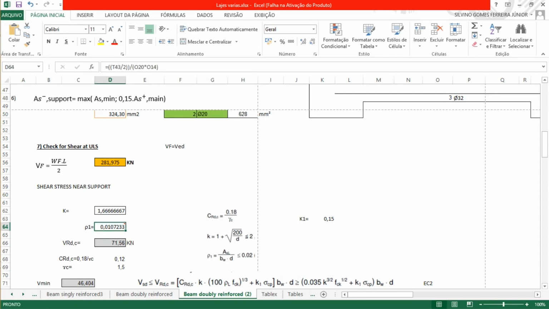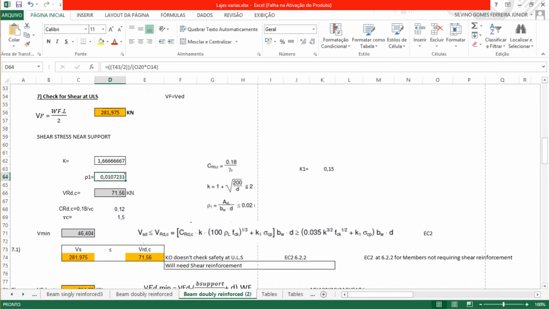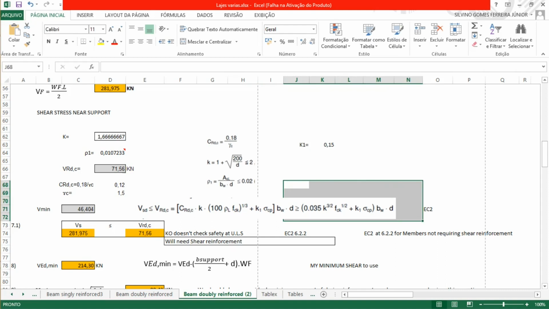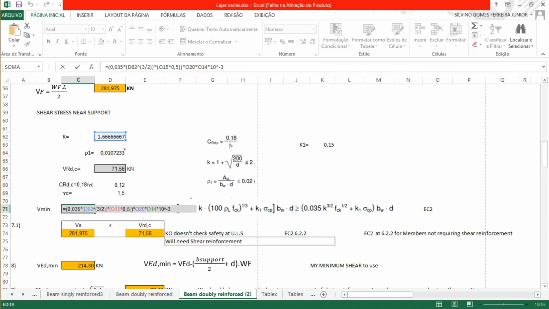So for the VRd,c, we have all the values, we don't have axial force or prestressing, we replace all those values there and we get 71 kilonewtons. Now in this expression we have the other side, the minimum shear, and we have all that we need: 0.035 multiplied by k, that is 1.6, multiplied by fck of the concrete that we are using, C30.